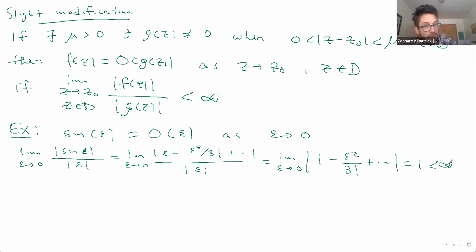Now, you won't always have a nice Taylor expansion. So sometimes you're going to have to build up an asymptotic expansion in a different way. Another example, hyperbolic cosine is order 1 as epsilon goes to 0. So you can show that again by taking an expansion around epsilon equals 0.